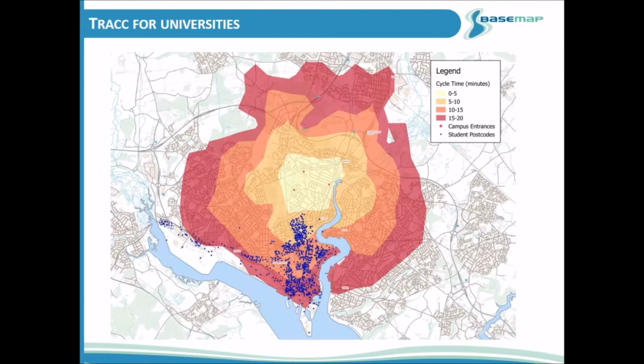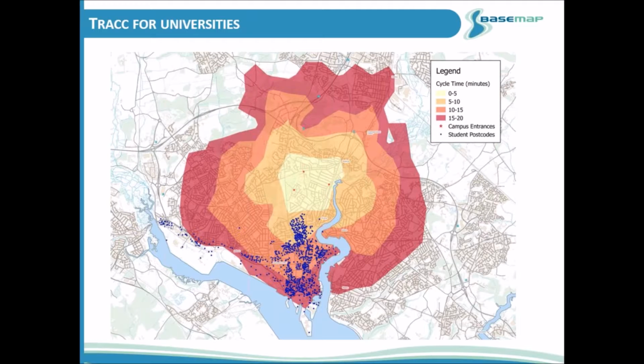So these are the typical type of examples that can be done from the software. This first thing we're seeing at the moment is again in Southampton, showing a cycle time. And this cycle time is showing a 5-minute, 10-minute, 15-minute and 20-minute cycle time to the campus and any one of the 3 kind of entrances. Then what's been done is just overlaid where the postcodes of students are located, and you can then very easily see where there's a cluster of them, and also what their likely travel time is as part of that.